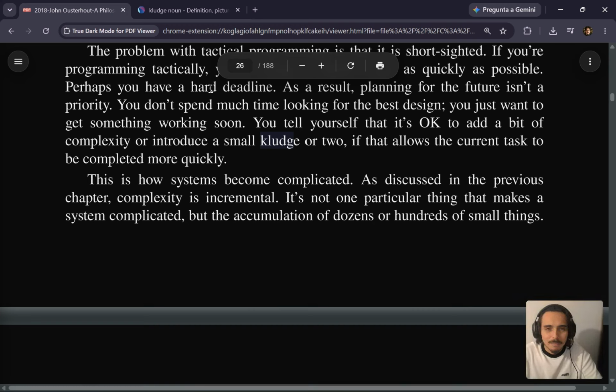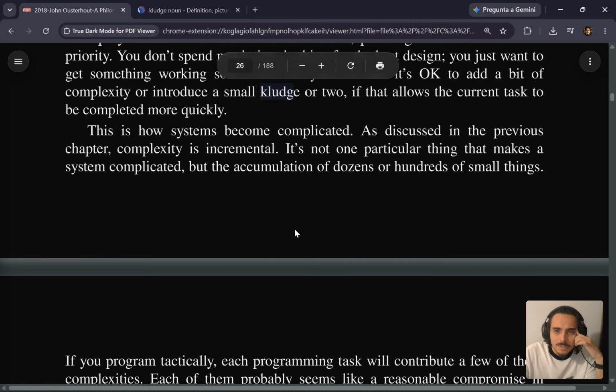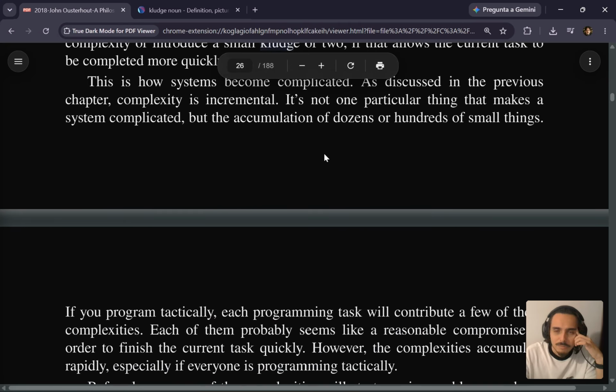If that allows the current task to be completed more quickly. This is how systems become complicated. As discussed in the previous chapter, complexity is incremental. It is not one particular thing that makes a system complicated, but the accumulation of dozens or hundreds of small things.